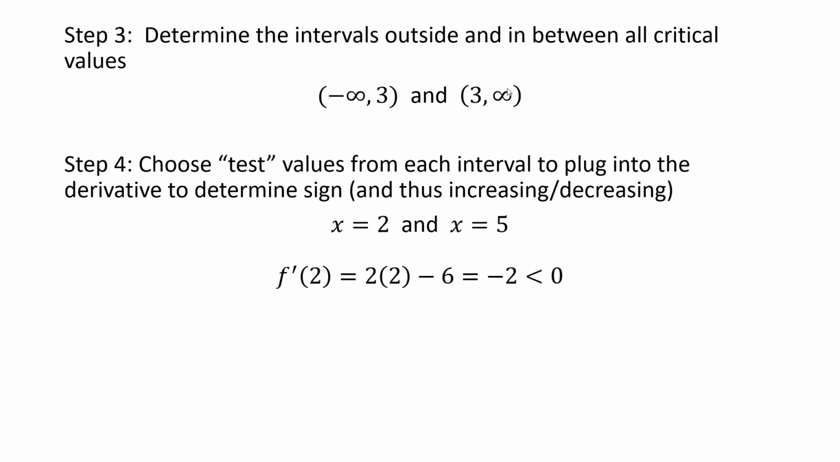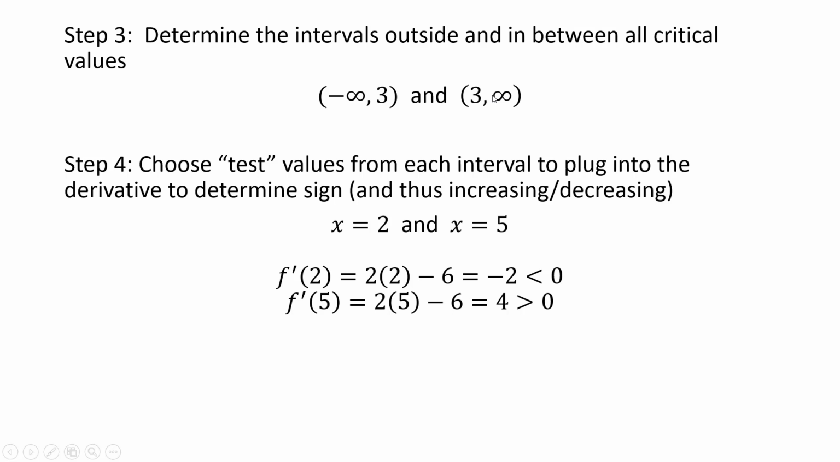When I plug 2 into the derivative, I get 2 times 2 minus 6, or negative 2. Now this value itself doesn't matter. The number itself doesn't matter. All that matters is the sign of it, which is negative. So whatever holds true for one value in here will hold true for all values in here. So the derivative is negative on this entire interval.